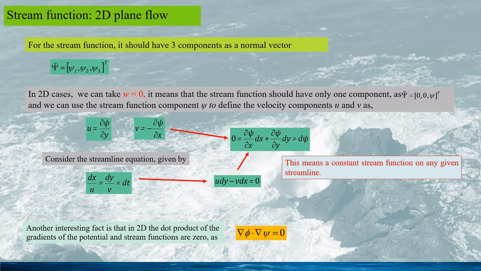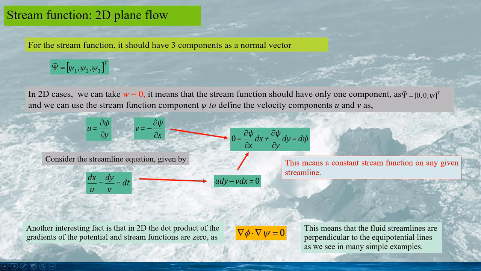Another interesting fact is that in 2D, the dot product of the gradients of the potential and the stream functions is zero, as shown here. This means that the fluid streamlines are perpendicular to the equipotential lines, as we have seen in many examples.